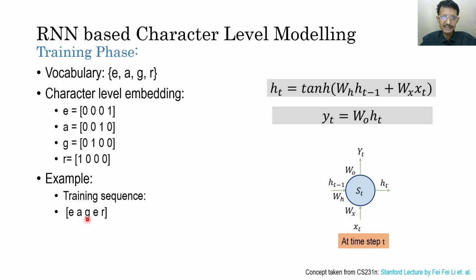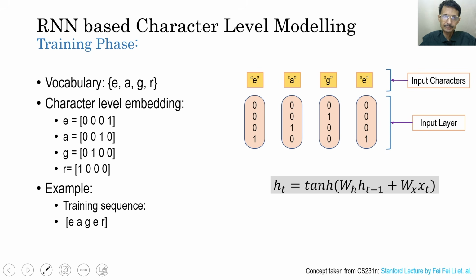What is our training sequence? It is EGAR, this particular word. Now, what is our objective? How is an RNN trained with this particular word EGAR, with these characters? Let's try to understand this.